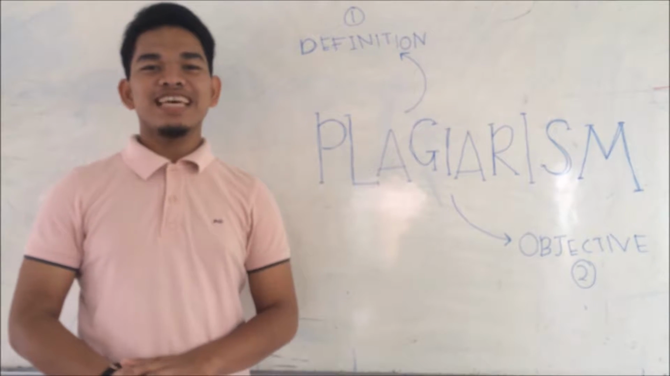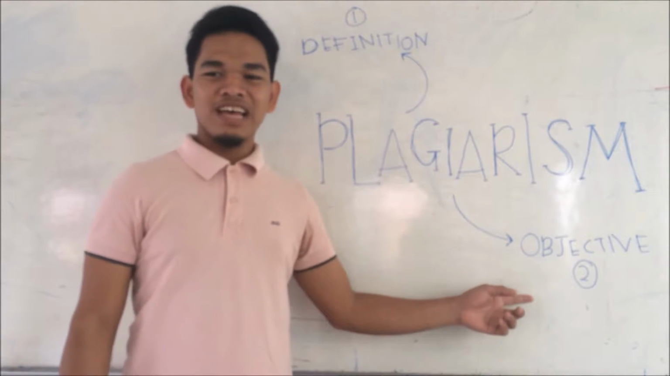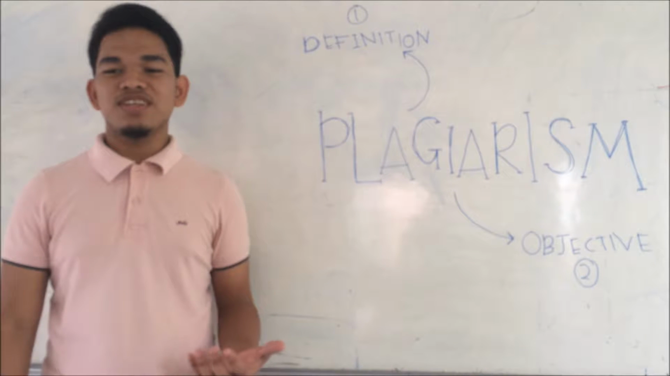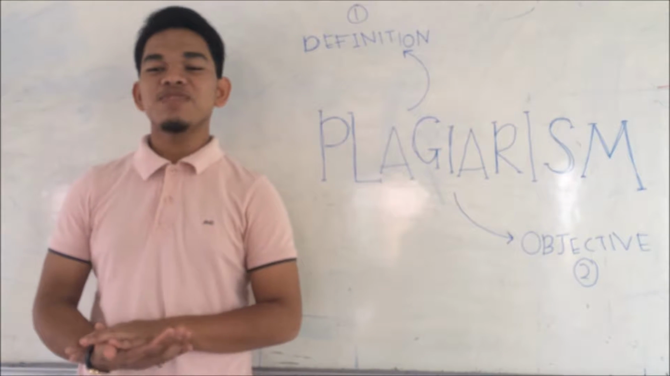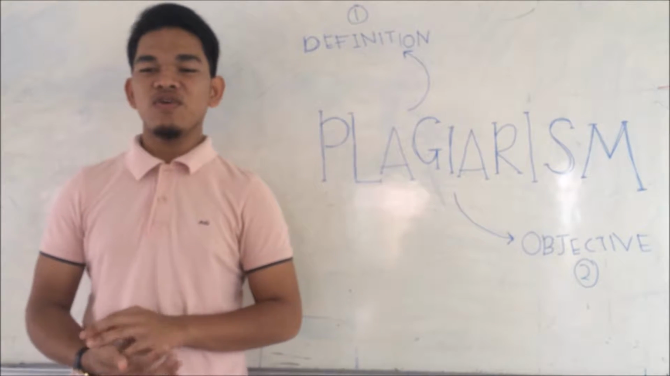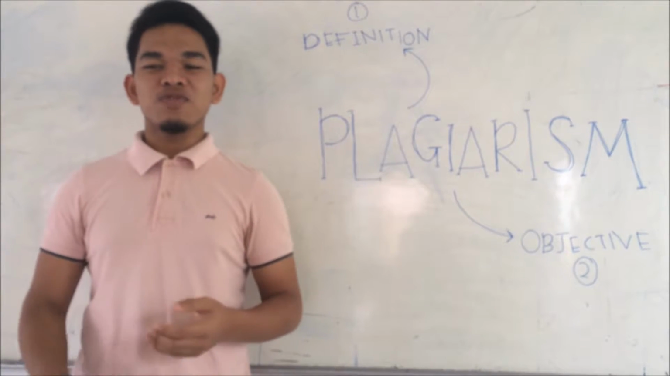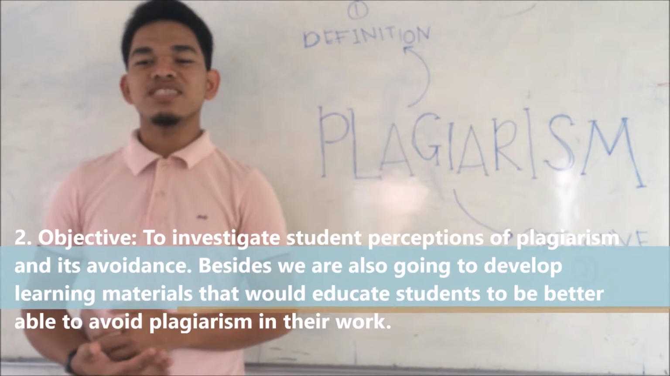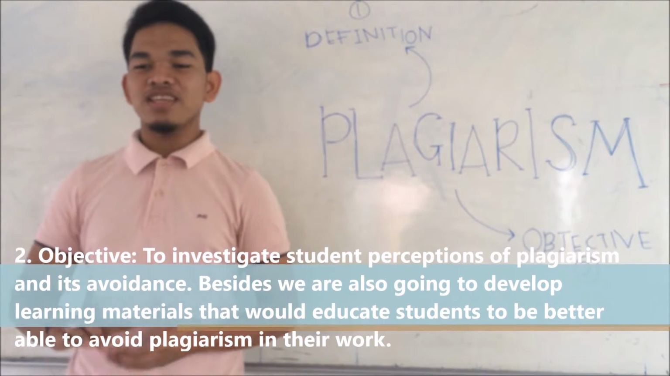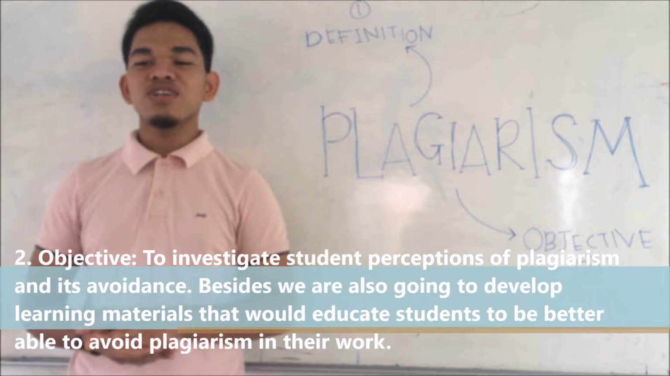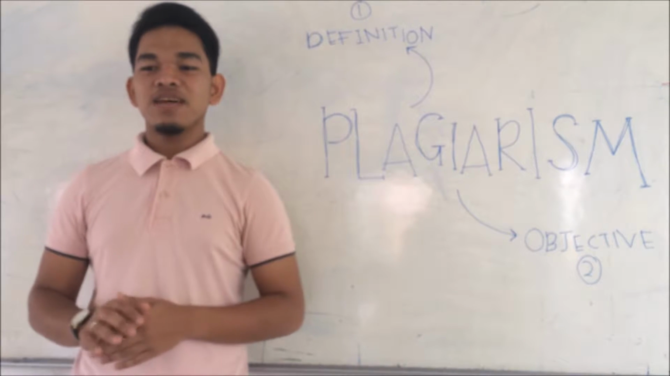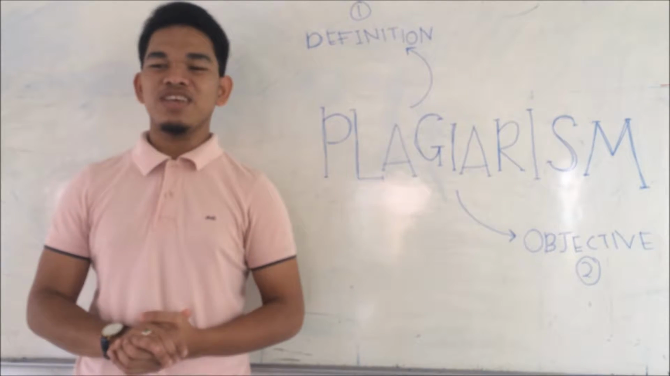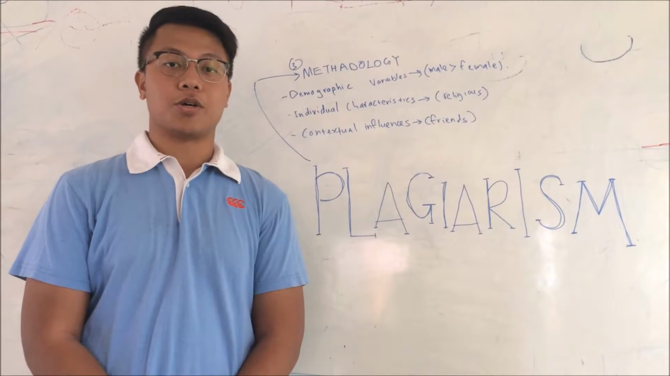Okay, we proceed to the second thing, which is objective. There are a lot of reasons why plagiarism occurs among students. One of the reasons why students plagiarize is because they do not know or are confused about what constitutes plagiarism. So the objective is to investigate student perceptions of plagiarism and its avoidance. Besides, we are going to develop materials that will educate students to be better able to avoid plagiarism in their work.